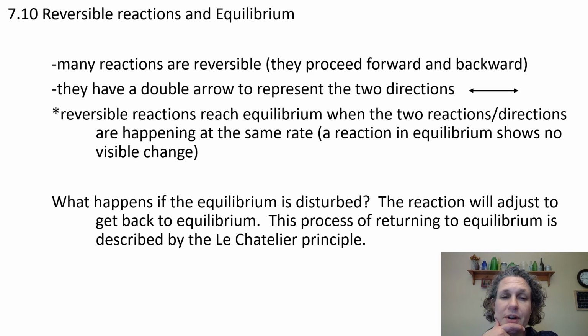Typically, with reversible reactions, they can reach equilibrium if the two reactions, the forward and the backward, are happening at the same rate. It doesn't mean that I have equal amounts necessarily on either side of the arrow. Balancing, yes, I would, but it doesn't mean necessarily, weight-wise they're the same, but those reactions are happening at the same rate. But the thing with equilibrium is that visibly nothing's really changing.